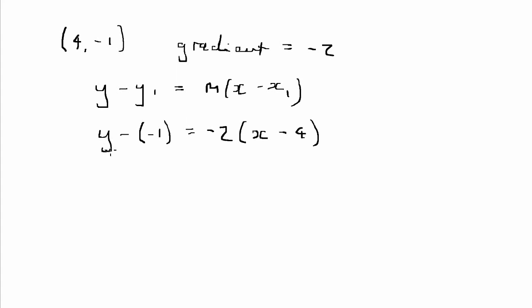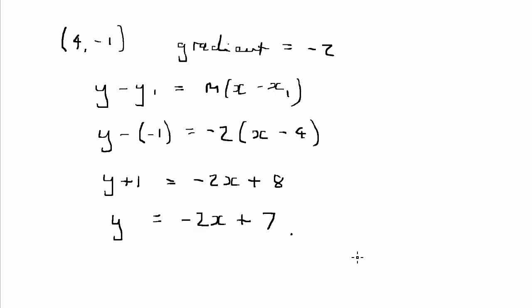Now, y subtract a negative 1 is the same as y plus 1. Expanding this side, we get negative 2x plus 8. Subtract the 1 from both sides to get that y is negative 2x plus 7. Quick, straightforward, no having to stop to work out c along the way. I would recommend that this is the method that you always use.